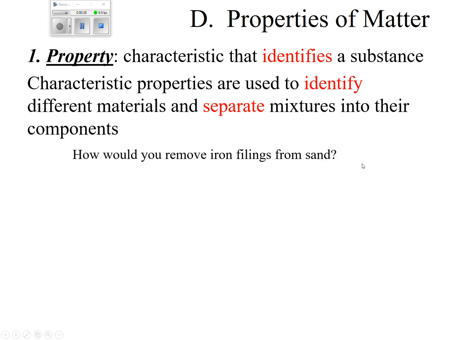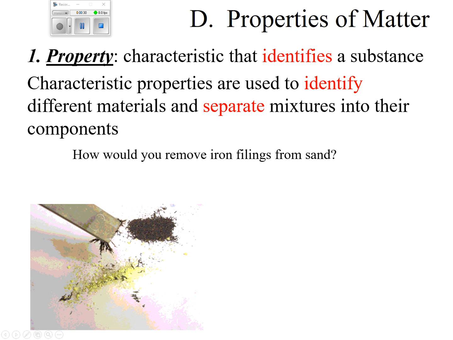How are you going to remove iron filings from sand? Iron filings can be removed from sand because iron has a specific property called magnetism. Iron and sulfur, when they're physically mixed as a mixture, I could separate them, but if iron and sulfur are chemically mixed, let's see what happens later.